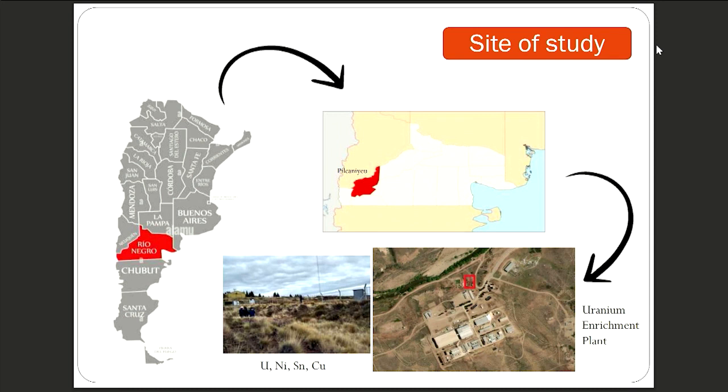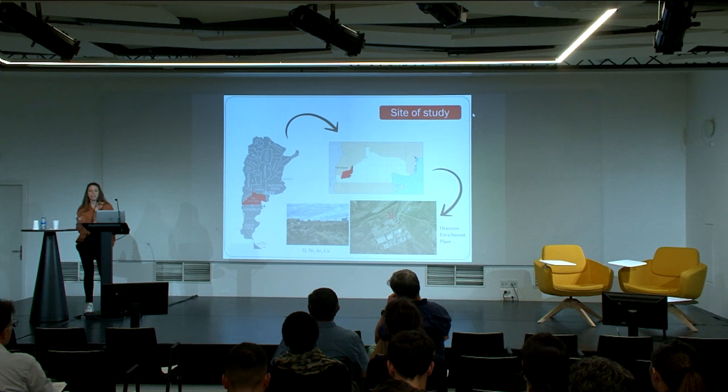Next, I will tell you about my site of study. In the southern region of Argentina, there is a uranium enrichment plant. And close to this plant, there is a natural wetland, which in the 90s was contaminated by heavy metals, such as uranium, nickel, tin, and copper. And the metals have accumulated in its sediments.